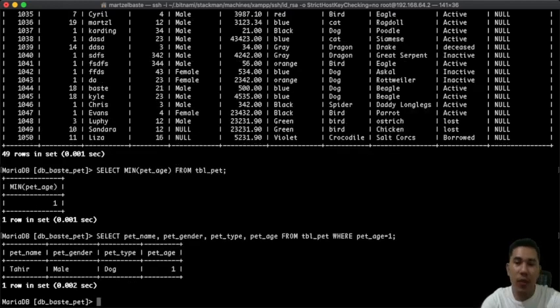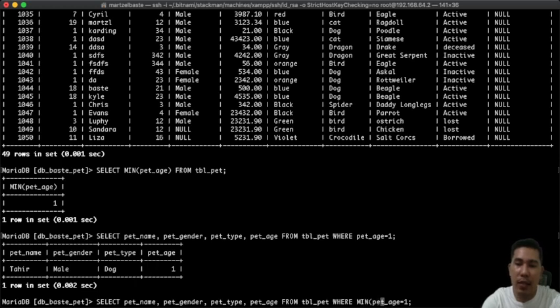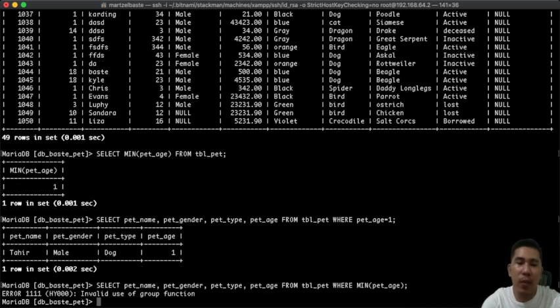Obviously we cannot do something like where min pet age, since we are not allowed to do that because it's an invalid use of aggregate function. So this is our best chance for now. We select the lowest pet age using the aggregate function min, and then we find out the information. But that is not good, no? That is basically not okay.